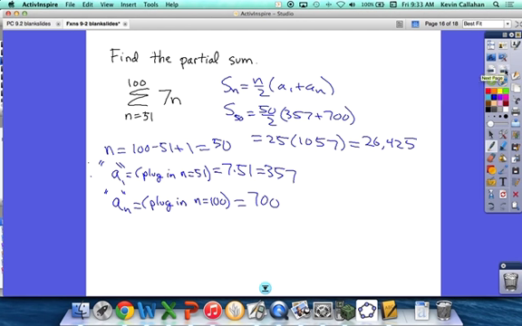So I think you got two problems like that, where you have to extract the information you need to feed the formula from the summation notation. Good. And that's the end.